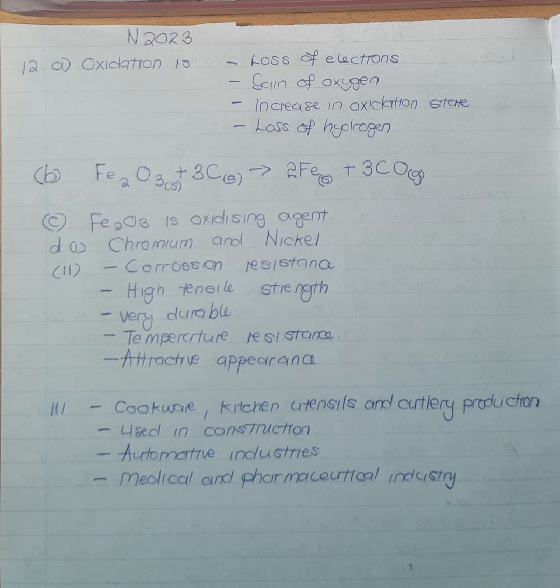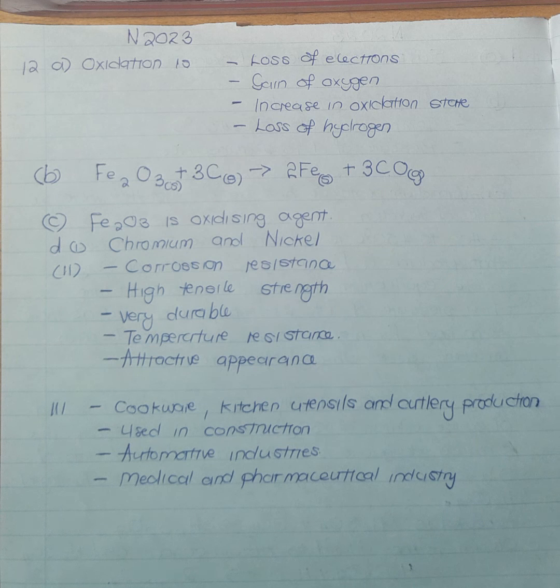And then on part D, we're supposed to name 2 elements which are added to the solid product to make stainless steel. We use chromium and nickel. And then the properties of stainless steel are corrosion resistance, high tensile strength, very durable, temperature resistance, and attractive appearance.